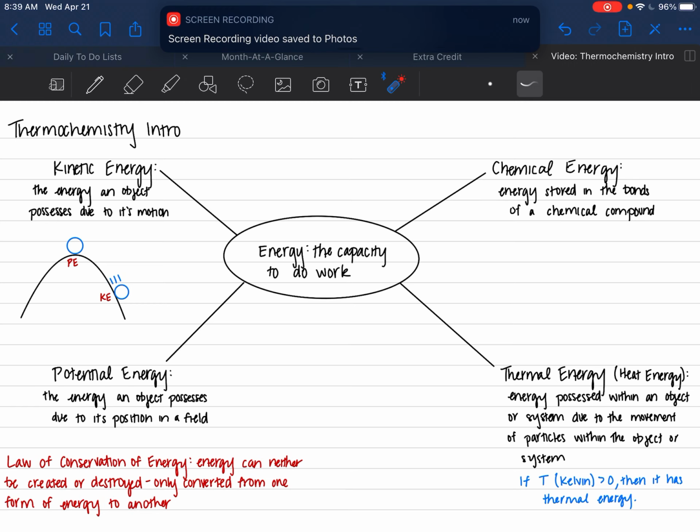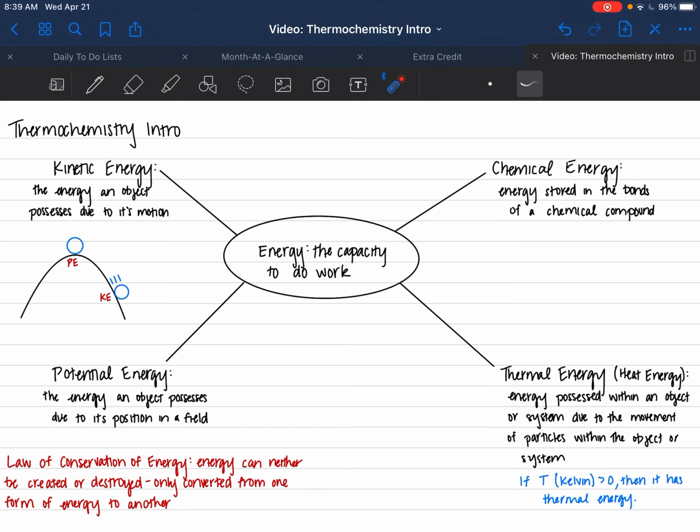The first thing we need to do in order to discuss thermochemistry is go through a few definitions that you're going to need. So first, in the middle of this diagram, you see the word energy. You've likely heard that definition before in middle school and physics and other classes, but it is just the capacity of a system to do work.